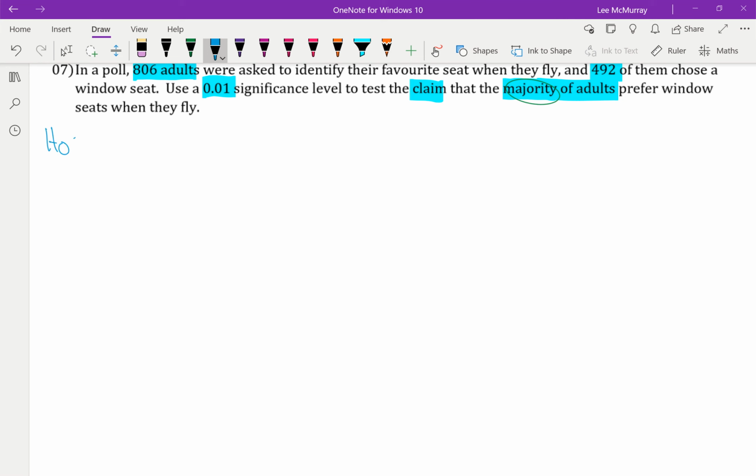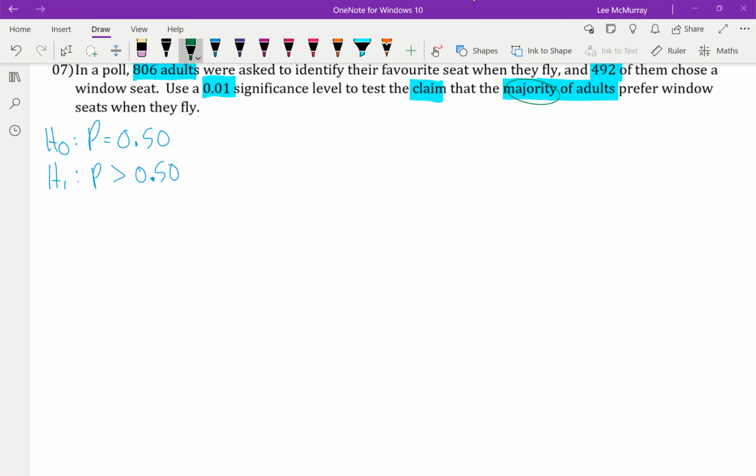So for our H0, our first step, we're going to say that the mean, right? The mean is, the proportion. We're talking about the proportion because it's the percentage of, right? Over the 50% of adults prefer the window seat. So our proportion would be equal to 50%, okay? And our H1, our alternate hypothesis, would be that the percentage is greater than 50%. So that's our actual claim, right? Our H1 reflects our actual claim because we're testing that it's the majority of adults, so anything greater than 50% would test that claim. Okay?